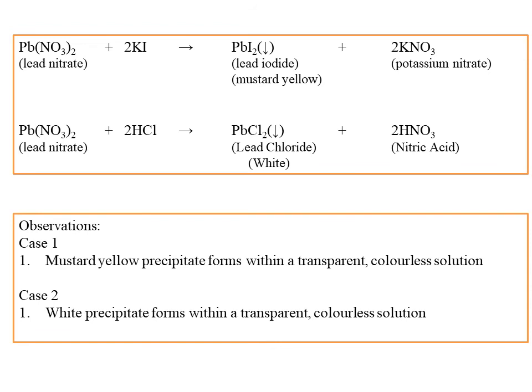The second is with case 2, where a white precipitate forms within a transparent colorless solution. The transparent colorless solution is common. So, in other words, white precipitate forms within a transparent solution. Okay, so white precipitate. So, 2 distinct observations.